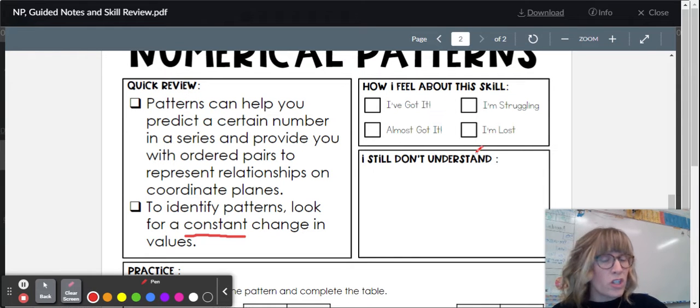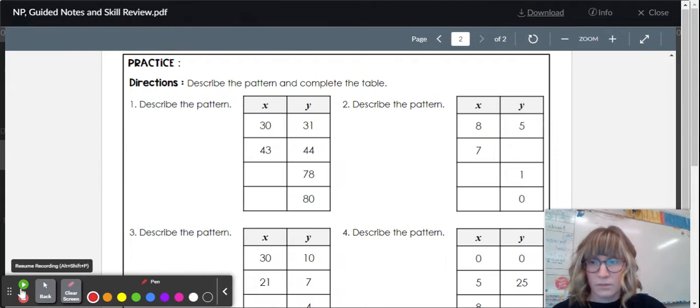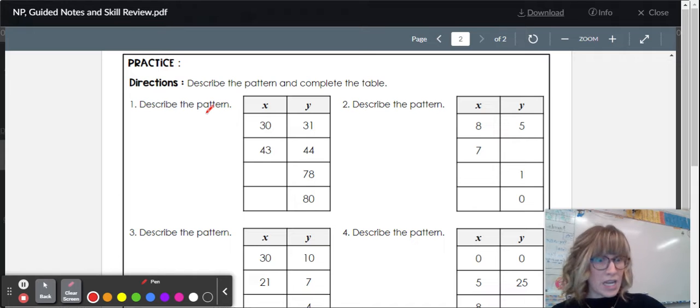Based upon that check-in, you can note here some things that you still have questions about or what is not feeling very solid yet. Or you can even make some more notes to yourself about what is feeling solid. So when you're ready, you're going to get a chance to do a little practice and we'll do one together here so that you can get the idea of what's happening.